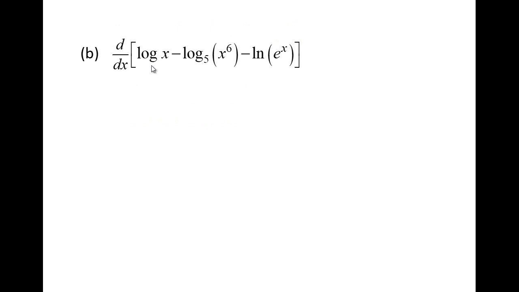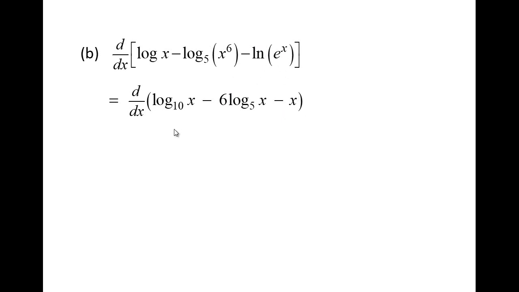All right, so let's say I want to find the derivative of log of x minus log base 5 of x to the 6 minus ln of e to the x. First of all, when you write log of x without specifying the base, the base is by default 10. And now log base 5 of x to the 6 can be rewritten as 6 times log base 5 of x. This is by one of the properties of log that we talked about before. Also, ln of e to the x is just x, because recall that these two functions are inverses.